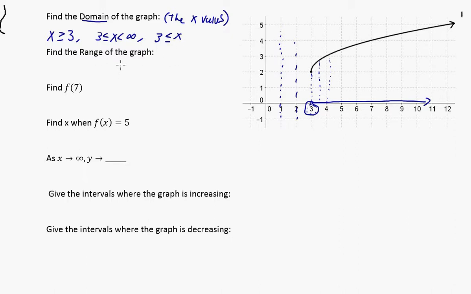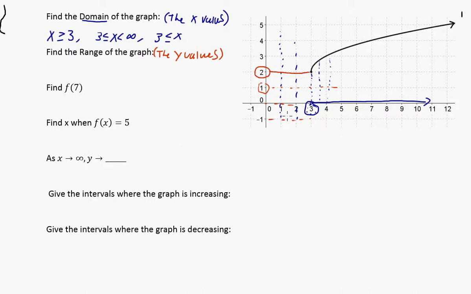So let's look at the range. Now, the domain are the input values, the range is the output values, commonly referred to as the y values of the function. So, the y values. And looking at this function, we can see that it doesn't use a y value of 1. This y value is not in the function, nor is a y value of 0 or -1. The graph doesn't start using y values until it gets to 2.